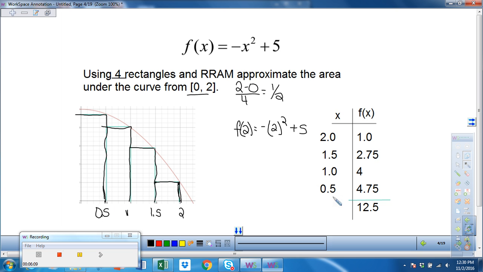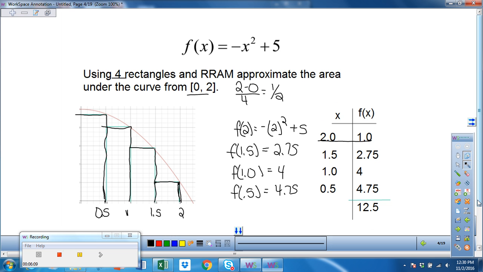I had to add the 2, but notice I also dropped the 0, 5. I dropped that one as well. So once again, I add up all my y values, and so just to make sure that you understand, I'm evaluating f of 1.5, f of 1, and f of 0.5. Exactly how I did in the previous problem. The only difference is that I added this one and took away the leftmost point.